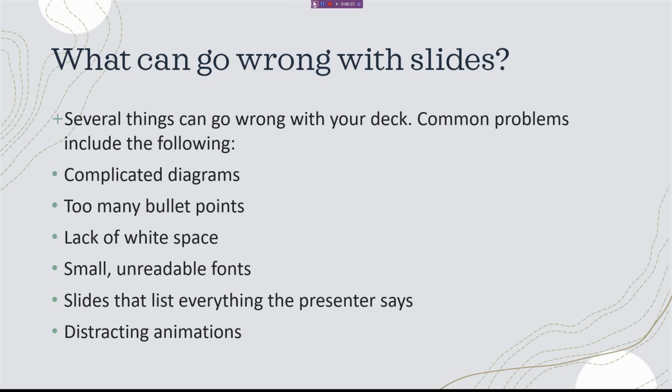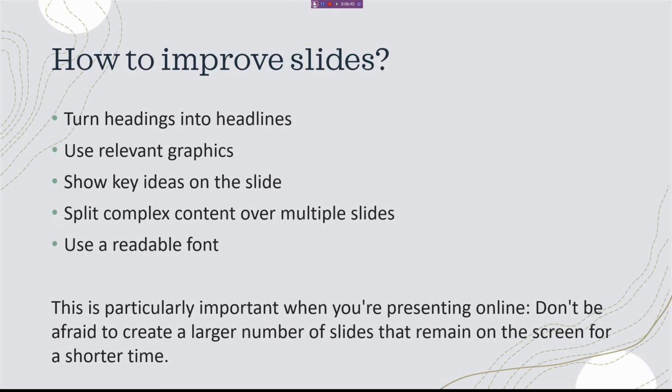Common problems include the following: complicated diagrams, too many bullet points, lack of white space, small unreadable fonts, slides that list everything the presenter says, distracting animation, etc. So, as you can see, topic 4 is very much related to topic 3. So, here is how to improve slides. Turn headings into headlines. Use relevant graphics. Show key ideas on the slide. Split complex content over multiple slides.